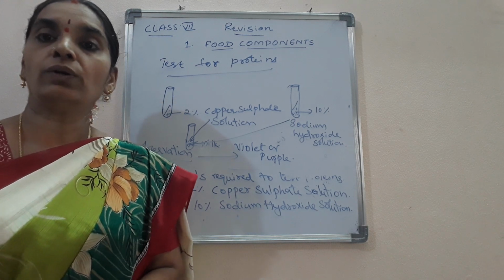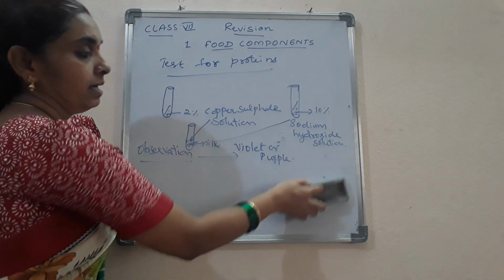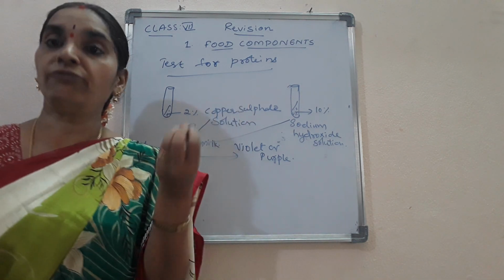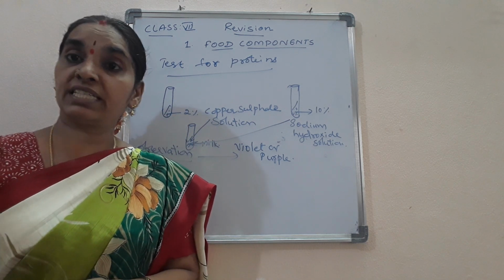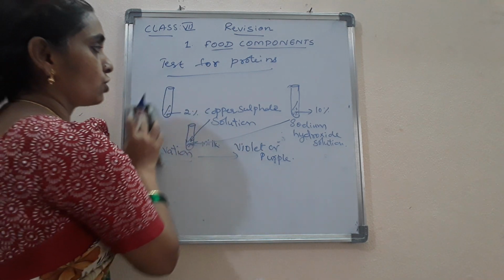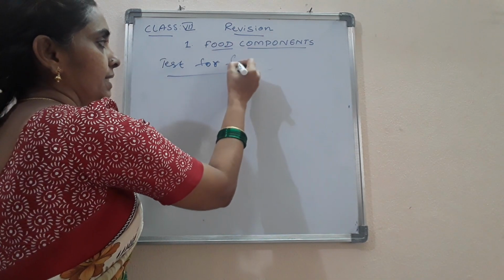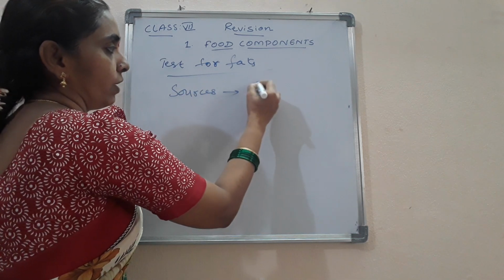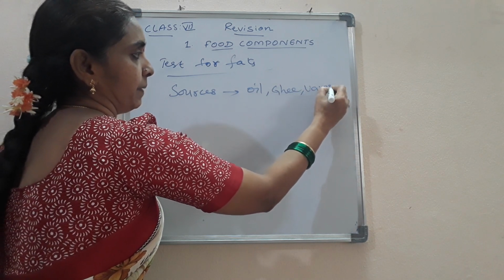Okay children, the next test is the test for fats. For the test for fats, you should know the sources. The test is easily done by taking a fatty food. Sources of fats are oils, ghee, vanaspati means dalda, cheese, butter, all of which contain fats.